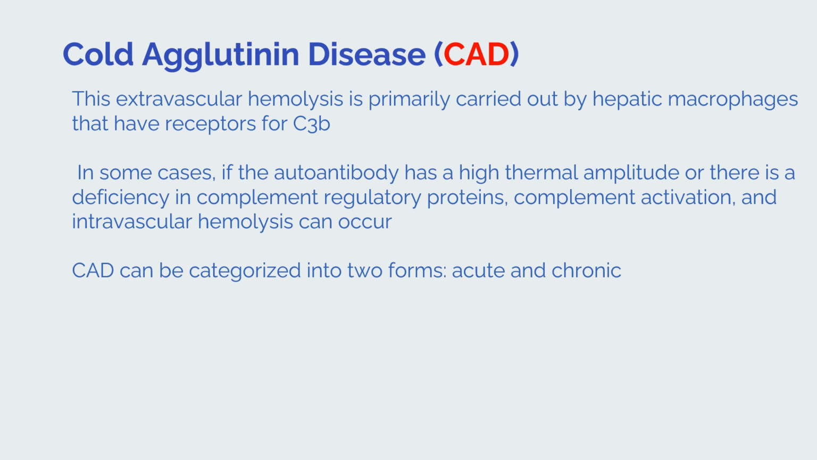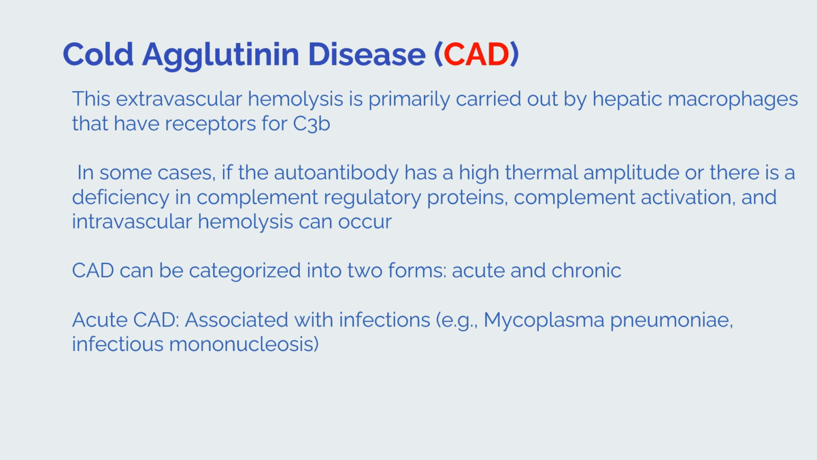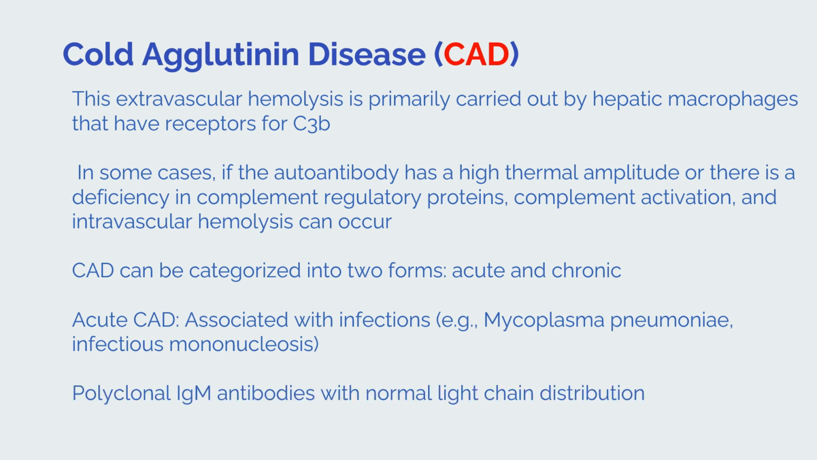CAD can be categorized into two forms, acute and chronic. Acute CAD is usually associated with infections such as Mycoplasma pneumoniae, infectious mononucleosis, or other viral infections. The cold agglutinins observed in acute CAD are polyclonal IgM antibodies with a normal light chain distribution. The hemolysis in acute CAD tends to be milder and self-limiting, resolving within weeks to a few months.